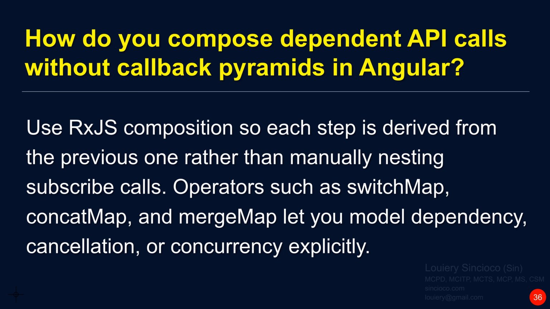How do you compose dependent API calls without callback pyramids in Angular? Use RxJS composition so each step is derived from the previous one rather than manually nesting subscribe calls. Operators such as switchMap, concatMap, and mergeMap let you model dependency, cancellation, or concurrency explicitly.